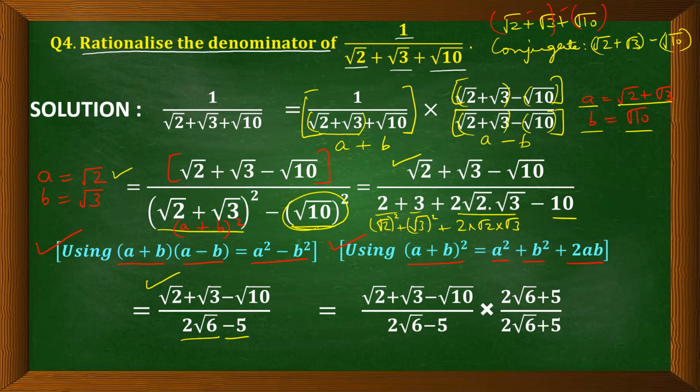Now if you observe in the given expression, in the denominator we had three irrational numbers. Now over here we have one irrational number. So again we are going to rationalize it. Still we have got an irrational number in the denominator. So we shall rationalize it using the conjugate and then convert it into a rational number. So 2 root 6 minus 5, its conjugate is 2 root 6 plus 5. We shall multiply the numerator as well as the denominator by the conjugate.